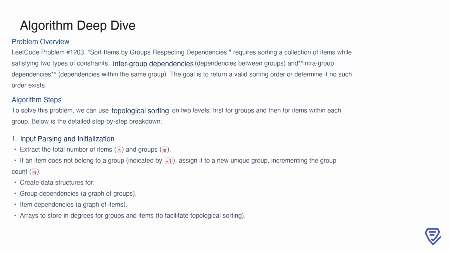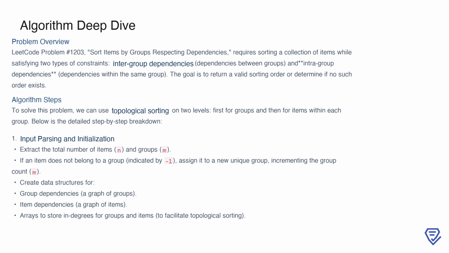To tackle this, we use a two-level approach with topological sorting. First, we sort the groups themselves based on intergroup dependencies, and then we sort the items within each group based on intragroup dependencies. The initial step in the process is to parse the input and set up the necessary data structures. This includes extracting the total number of items in groups, assigning unique groups to items that don't belong to any group, and constructing graphs for group and item dependencies.